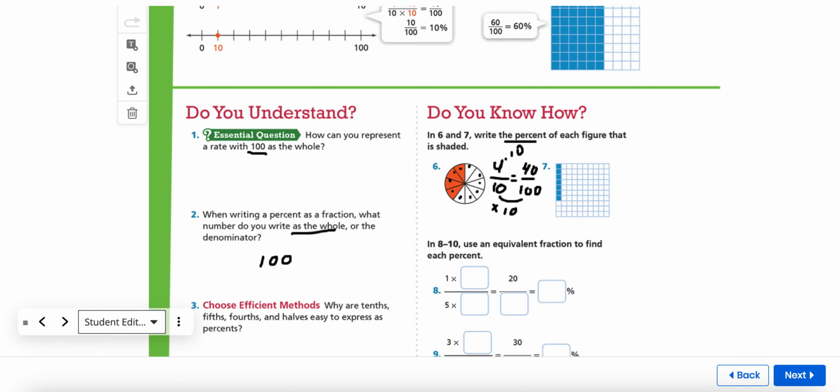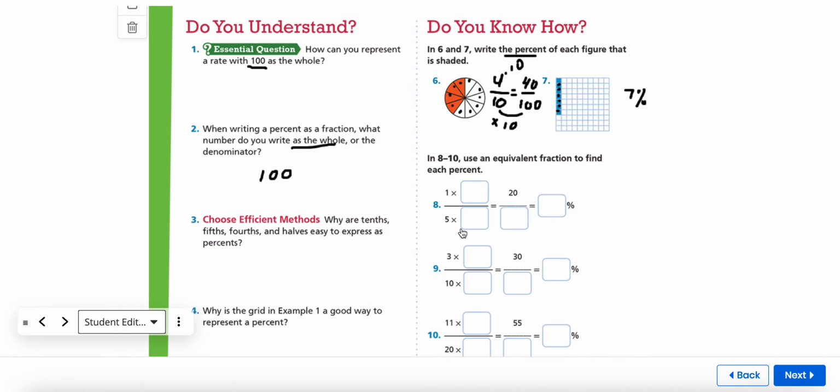Okay, let's look at number 7. Number 7, this is the 100 grid. So to find the percent of this grid, you just count how many little pieces are shaded in. So here we're going to count. We have 1, 2, 3, 4, 5, 6, 7 pieces. So this is 7%. So these are easy. You just count little boxes. Each box represents 1%.